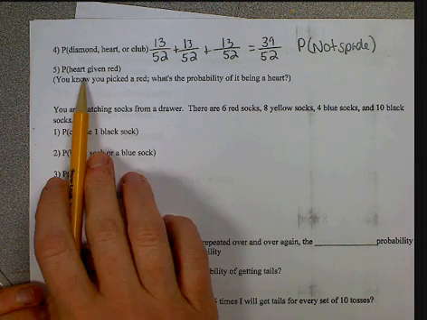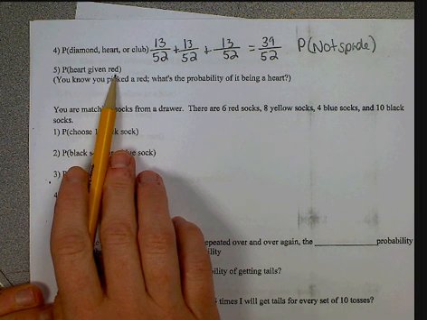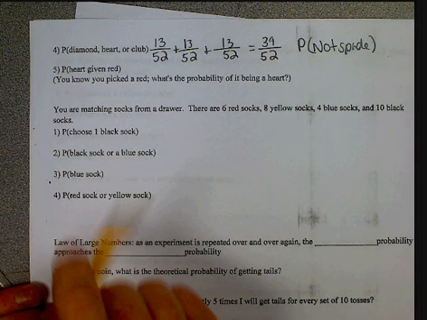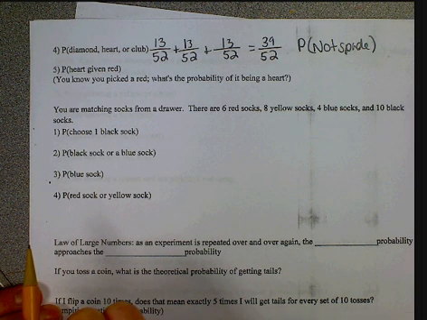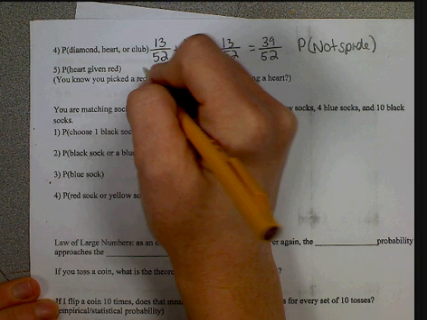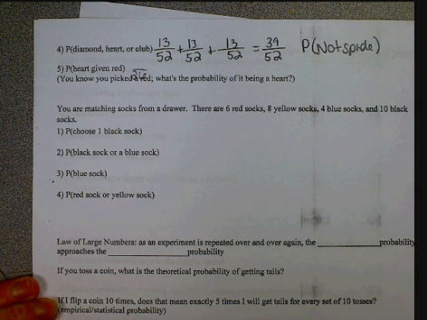So the next situation says heart given red. So what does that mean? That means you know the card is a red card. You already know that. So that actually will change your denominator here because there are only 26 red cards. Of those 26 red cards, how many of them will be hearts?